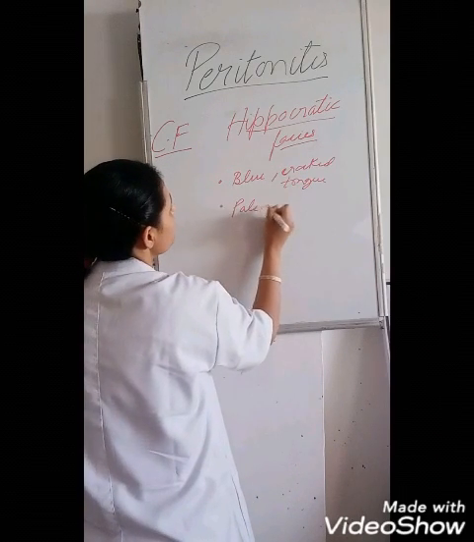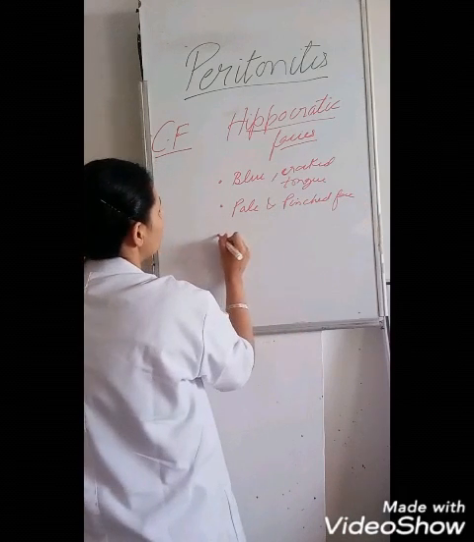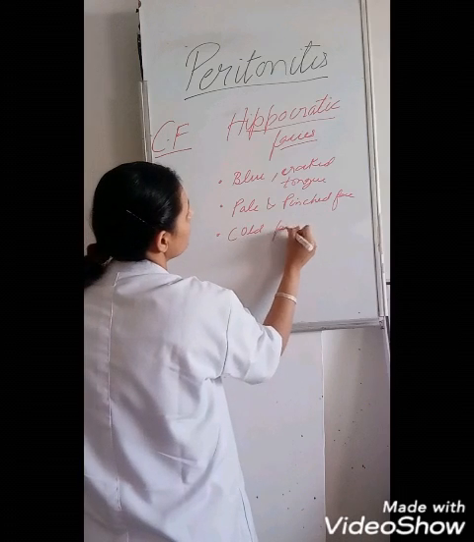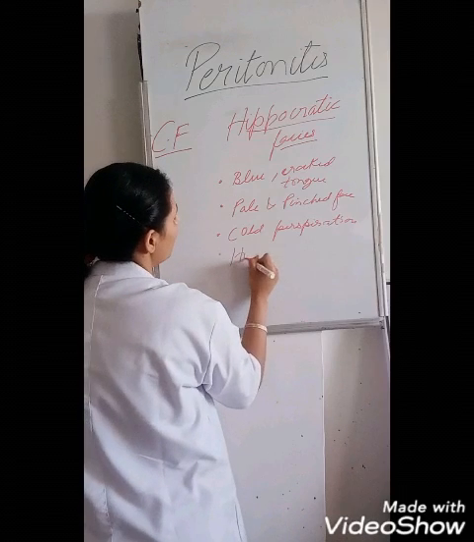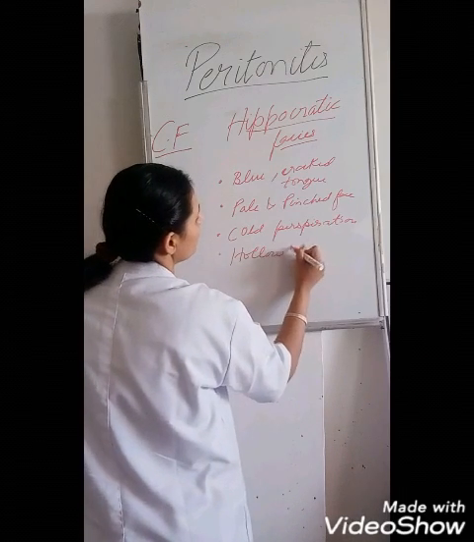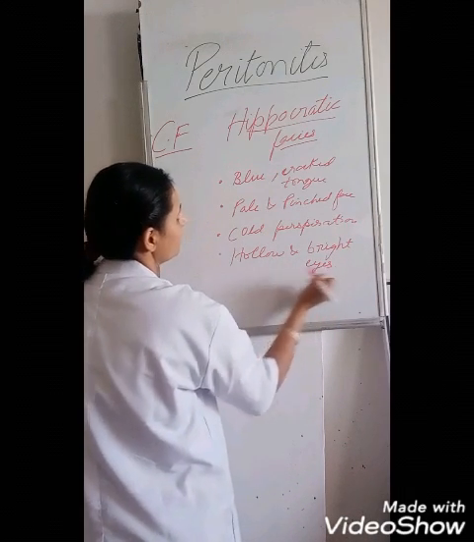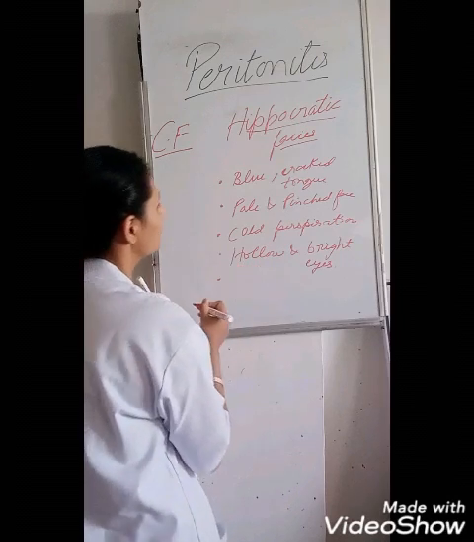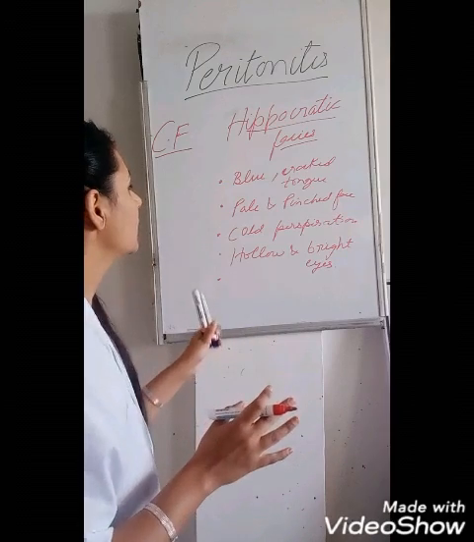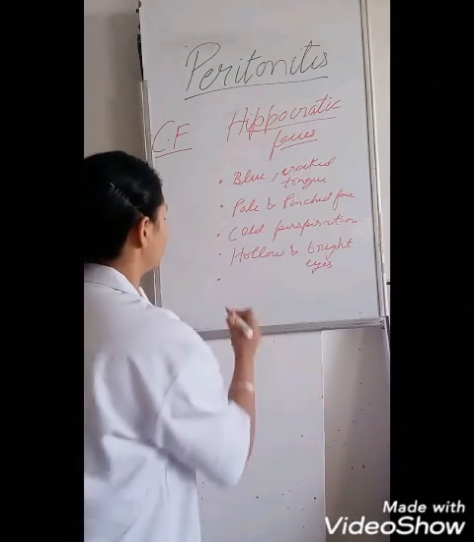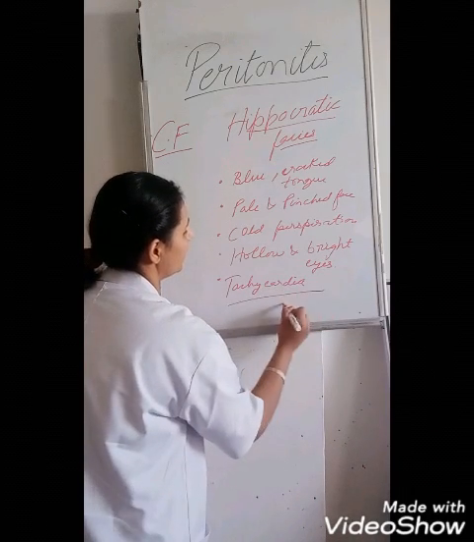Then pale and pinched face, then cold perspiration on the head, hollow bright eyes, and along with that, cold perspiration, blue cracked tongue, pale and pinched face, and tachycardia, that is increased pulse rate.